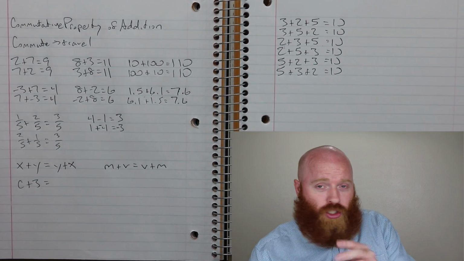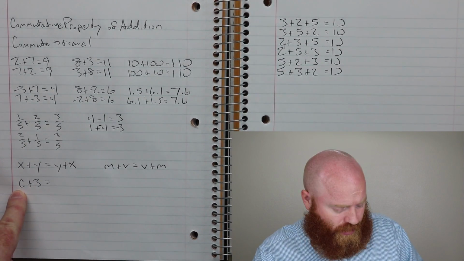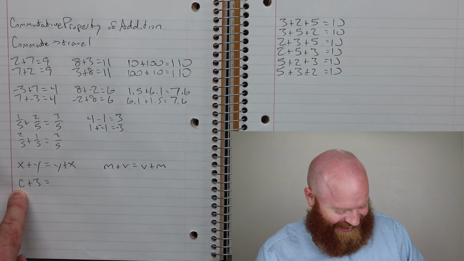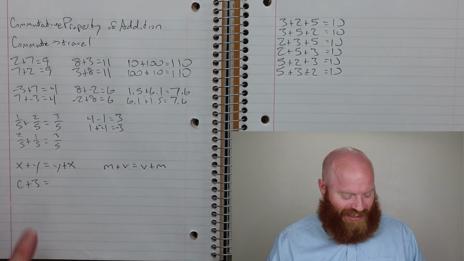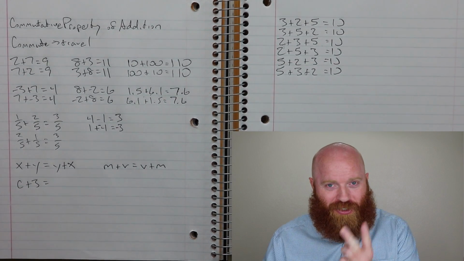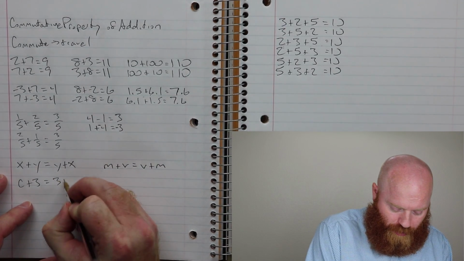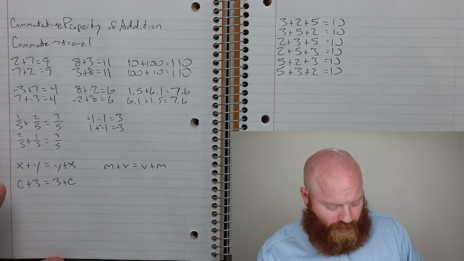I'm going to commute the two numbers. Remember, this is not a letter. It looks like a letter. Yeah, I know it looks like a letter. It's not. It's a number. Please remember, this is a number and this is a number. And I can use those two numbers. I can switch them, use the commutative property of addition. Instead of C plus 3, I'm going to put 3 plus C.